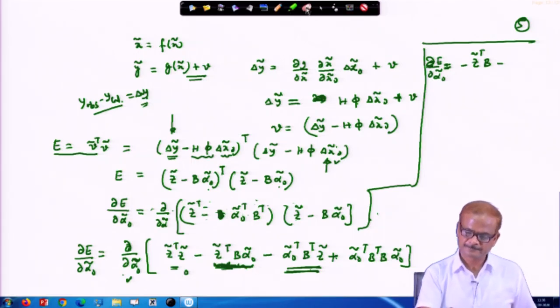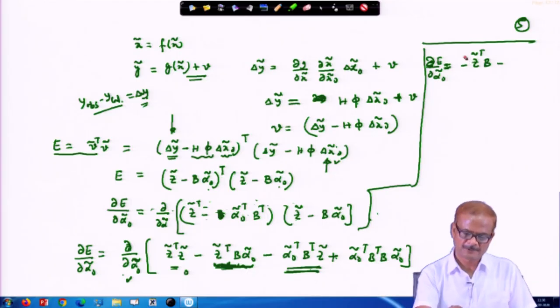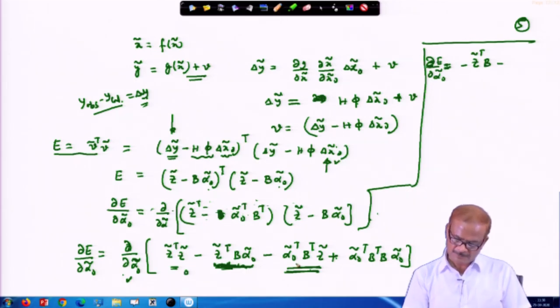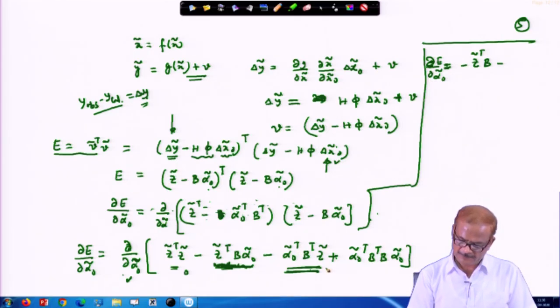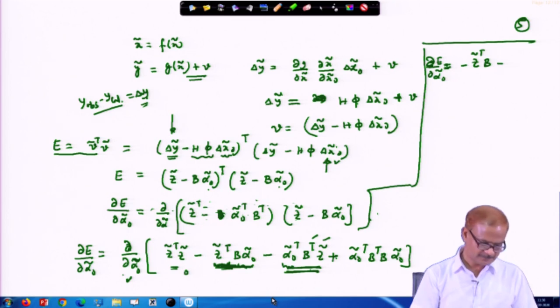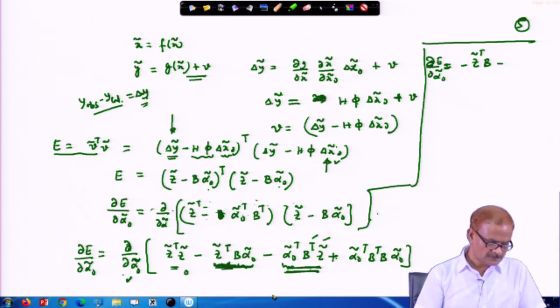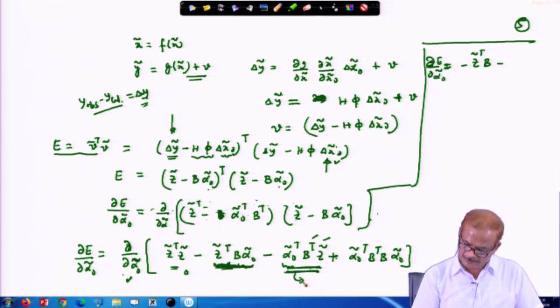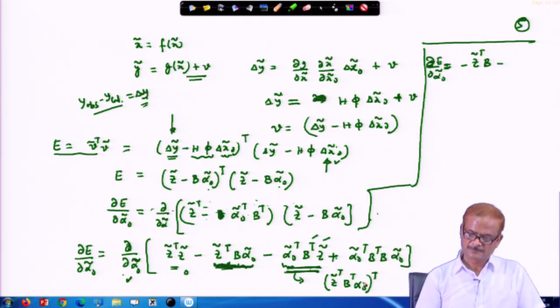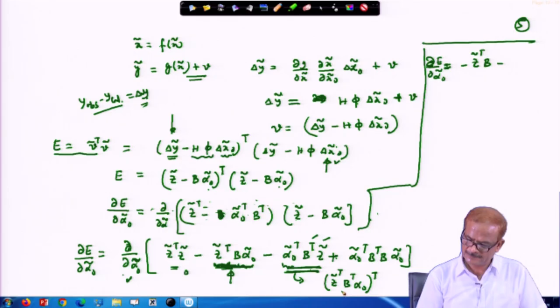Let us go on to the next page, or we can continue here. Then we differentiate this part. So, this is not differentiated, this is not differentiated, we have to differentiate with respect to this. So, the quantity, if you look into this part, can again be written as z tilde times b transpose times alpha 0, whole transpose. So, it is the same quantity, only this is written in this format.